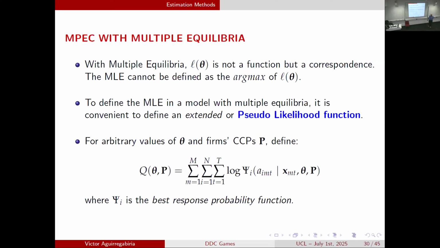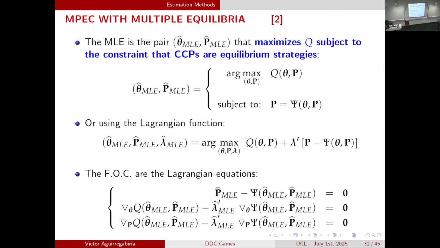Then let's consider that the estimation problem is one of estimating structural parameters and beliefs. Let's put it that way, okay? The beliefs that players have about the behavior of others. And let's define a maximum likelihood estimator as a vector of structural parameters theta and a vector of beliefs P that maximize this likelihood function, okay?